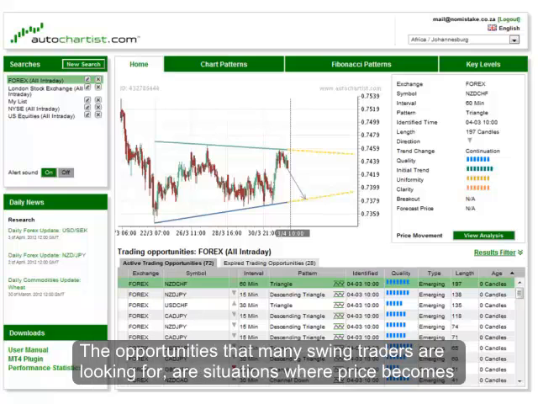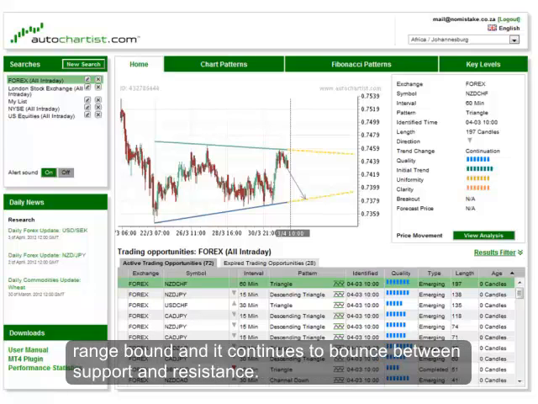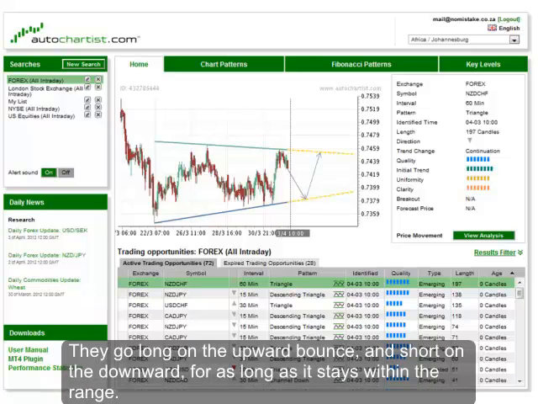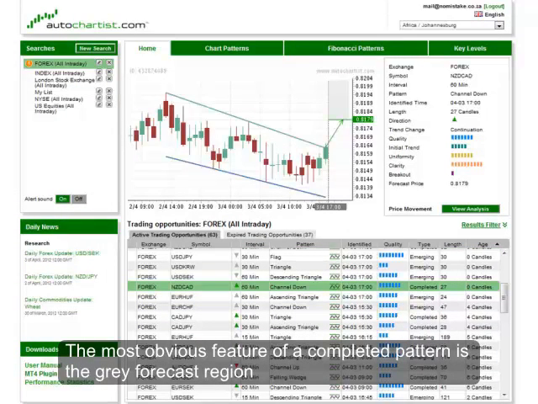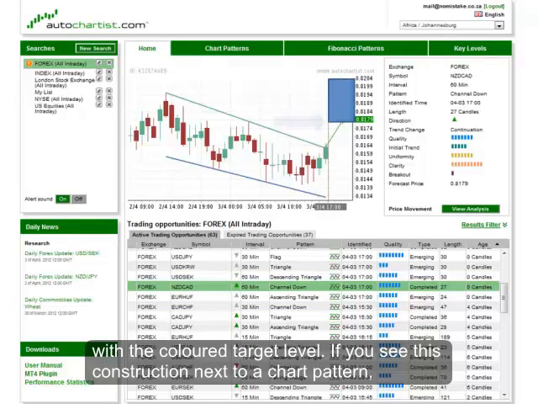The opportunities that many swing traders are looking for are situations where price becomes range bound and it continues to bounce between support and resistance. They go long on the upward bounce and short on the downward for as long as it stays within the range. The most obvious feature of a completed pattern is the gray forecast region with a colored target level.